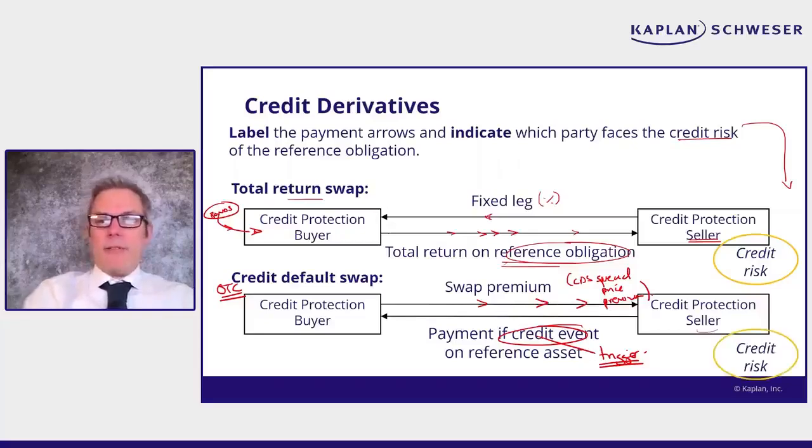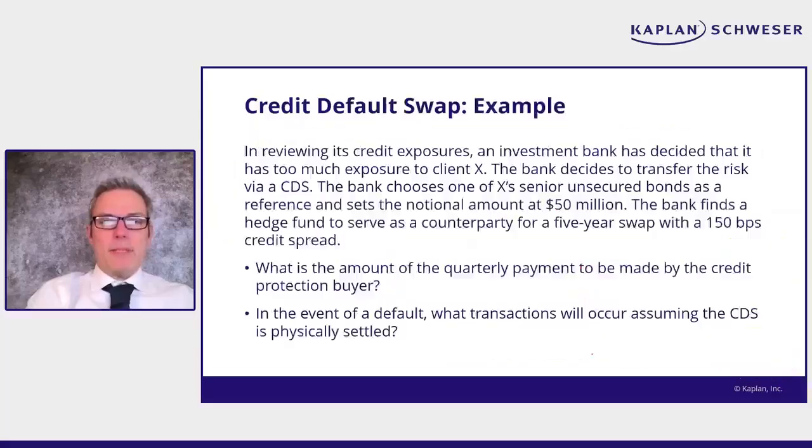Okay, so credit risk is on the right-hand side. We said that at the outset. This credit default swap, it's really just bond insurance, isn't it? You're just paying over a premium to get protection against something happening. All right, let's see a CDS in action.